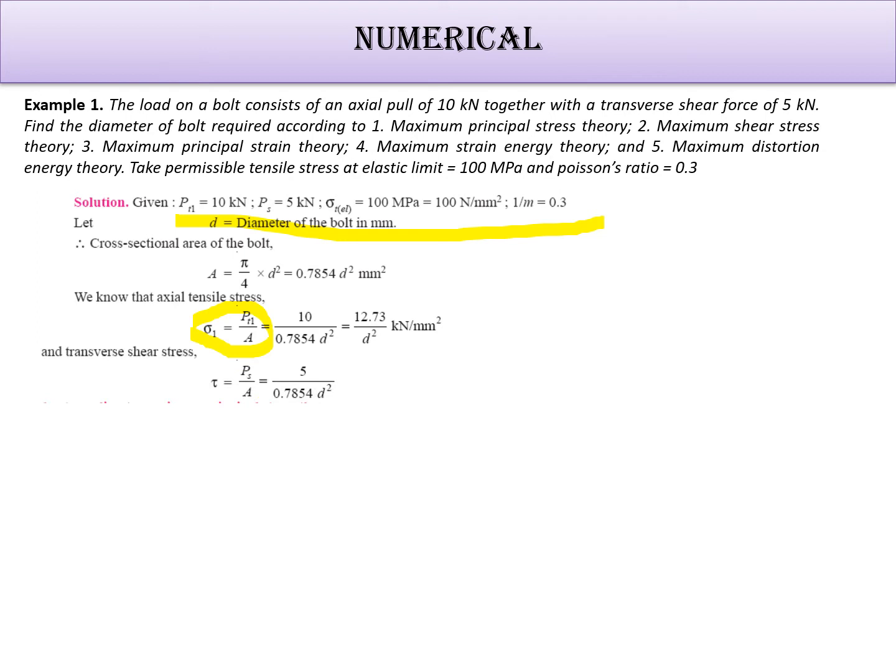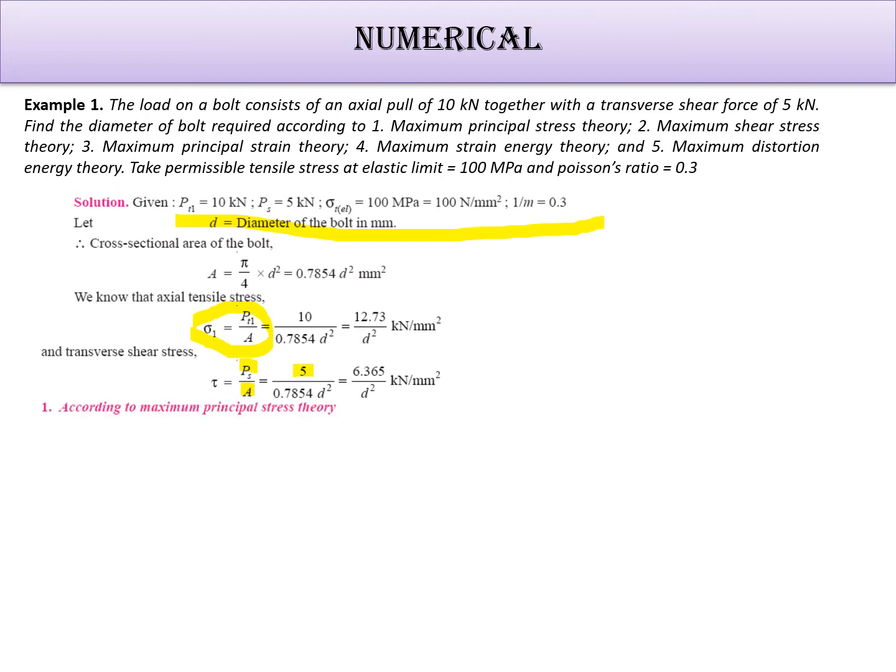Now the transverse shear stress is the shear force upon the shear area, the area of the bolt. The shear force was 5 kilonewton, so it becomes 6.365 upon d square kilonewton per mm square.